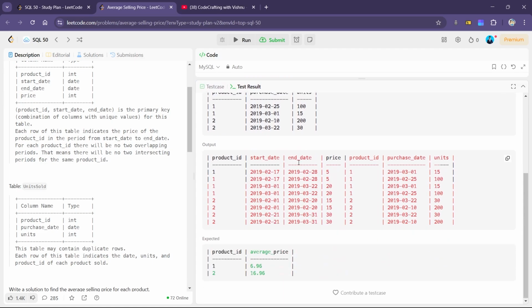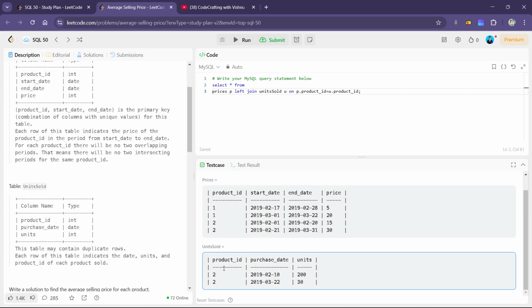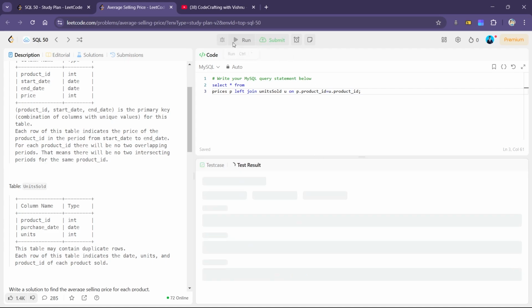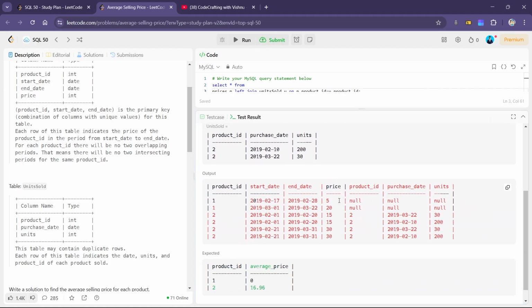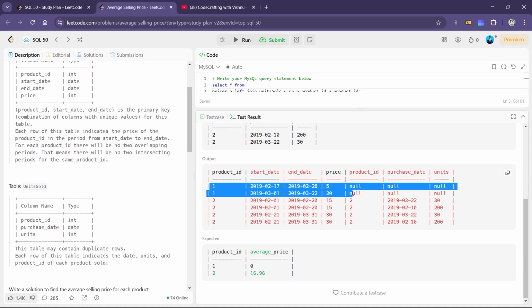Okay, let's simulate this test case, and these are the units sold. So let me remove these two entries and run this. So you see, we have full information from the left table, but since the right table doesn't have that same product, we got null here, which means no units of 1 are sold. That's why we have null values here.